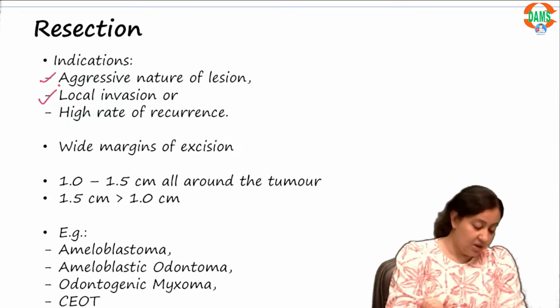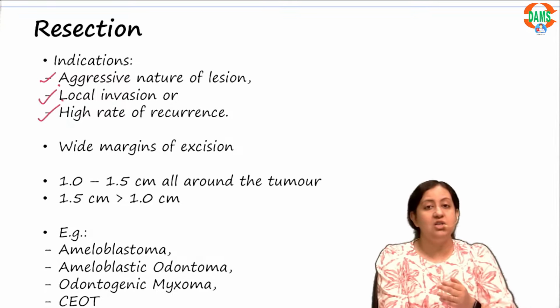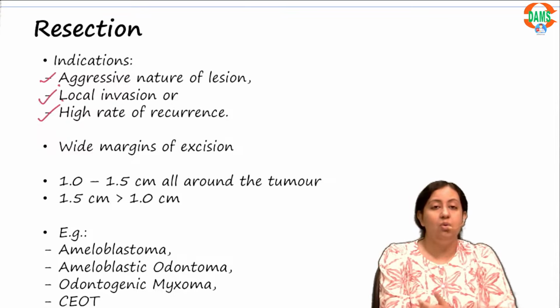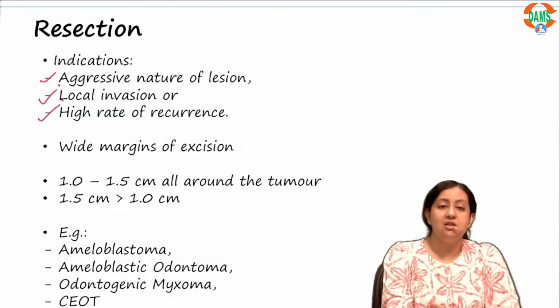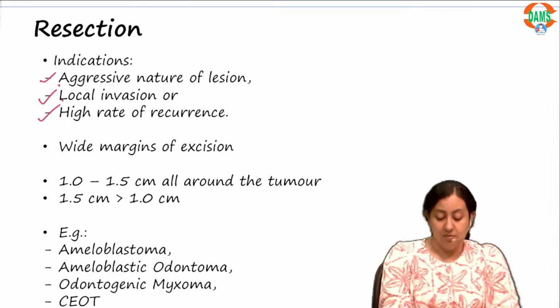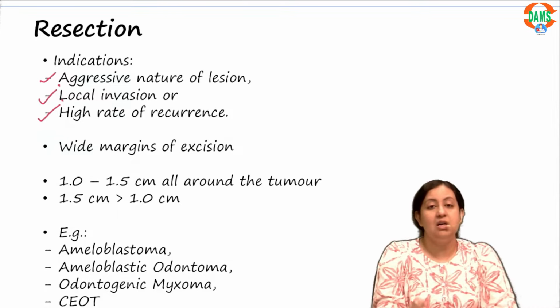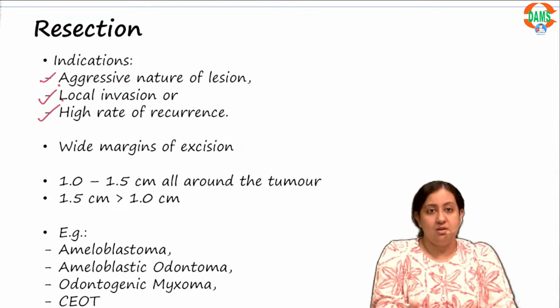Or lesions with high rates of recurrence. In case a lesion by nature tends to recur, to come back again and again, there you will go in for resection. Now this does not mean that resection will completely make the chances of recurrence zero, but it highly reduces your chances of recurrence, though it does not completely eliminate it. All right.